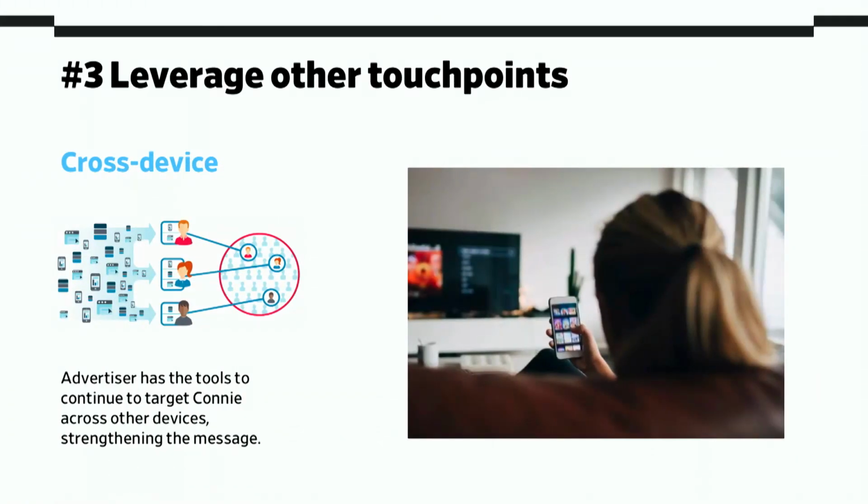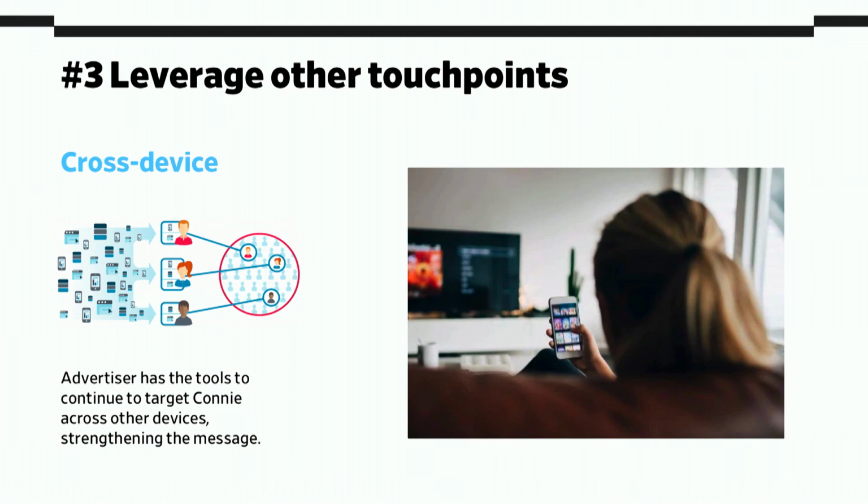Next is leveraging other touch points. You've shown Connie this beautiful beach, and you want her to come buy a trip with your agency to go to Fiji. You got to actually get her to a place where she can buy that. So you got to think about how do you target her across her other devices, because you just showed her the ad on connected television. So you go back to your trusty identity graph, which also has cross-device solutions to it, where it's mapped all of the different devices that it knows are Connie's, or at least it thinks it knows are Connie's.